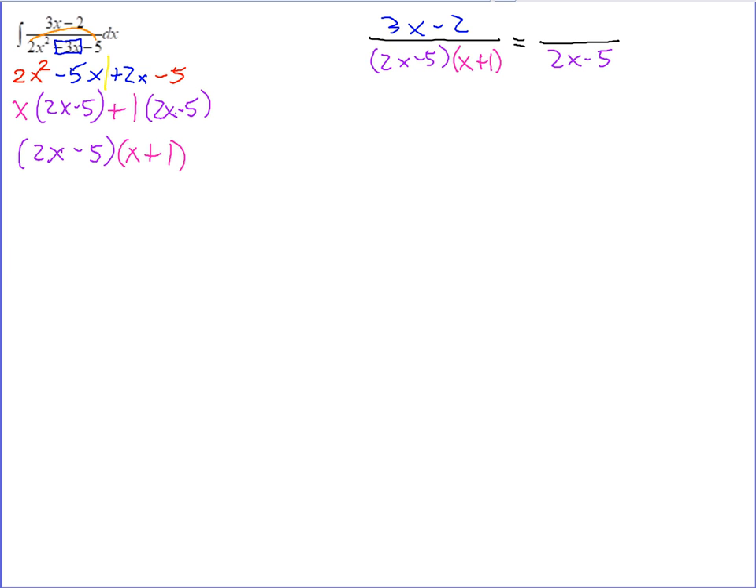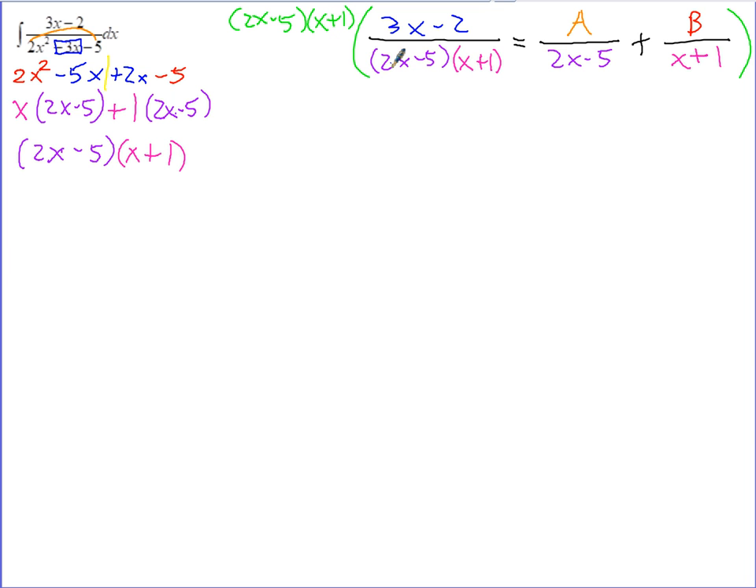And I'll call this one A. The numerator we're going to figure out, plus B divided by the other factor, which is x plus 1. And then the first thing you can do to wipe out all the fractions to solve for A and B is multiply by the GCF, which in this case is 2x minus 5 and x plus 1.